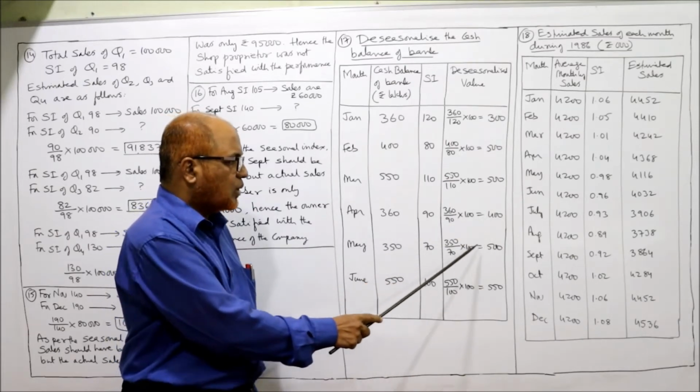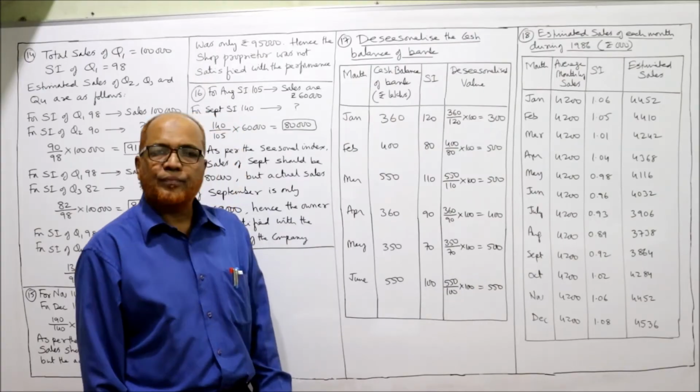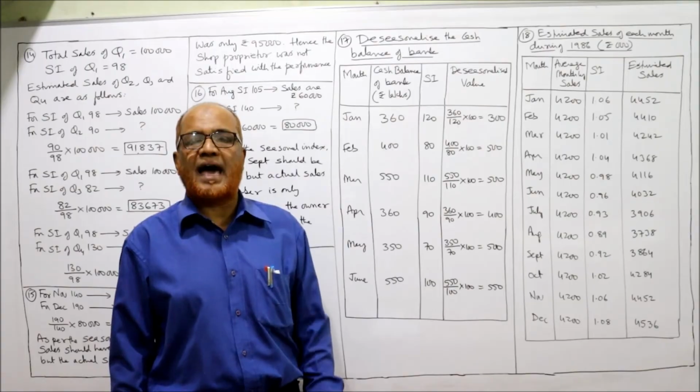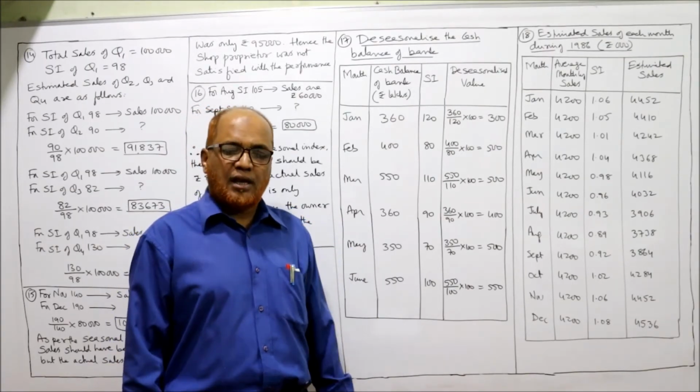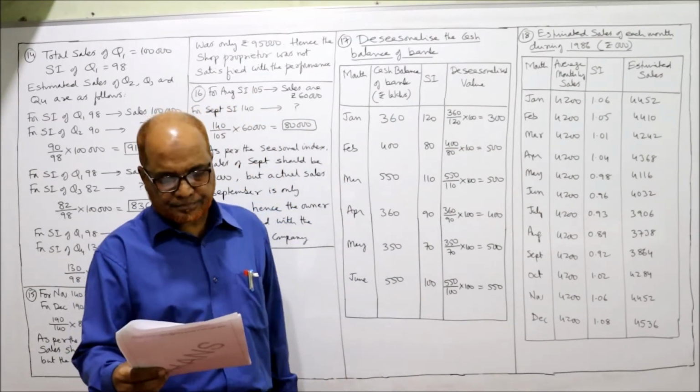350 by 70 into 100, 500. 550 divided by 100 into 100, 550. So these values are the deseasonalized values: actual value divided by seasonal index into 100. That's it. Last and final problem, that is problem number 18.